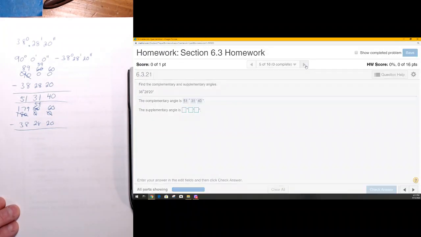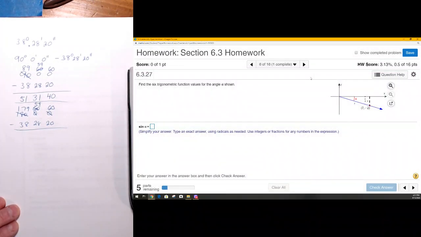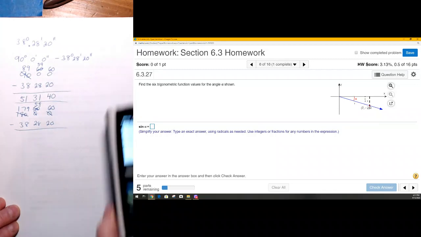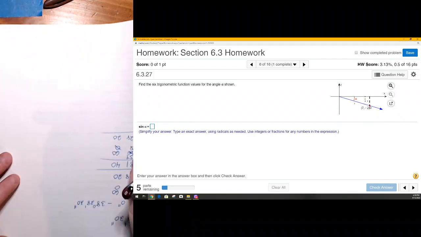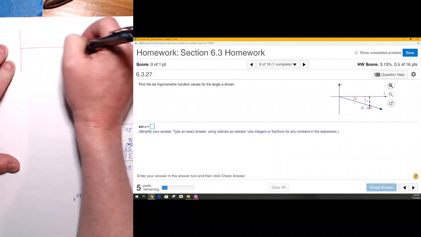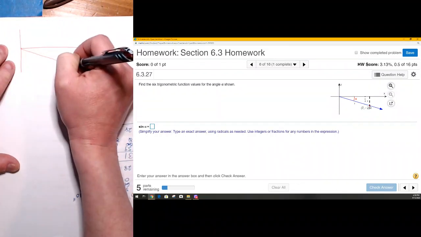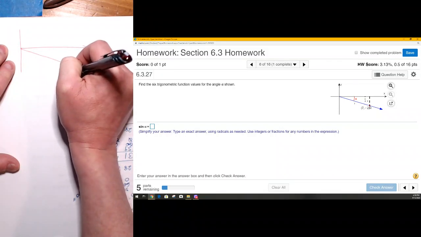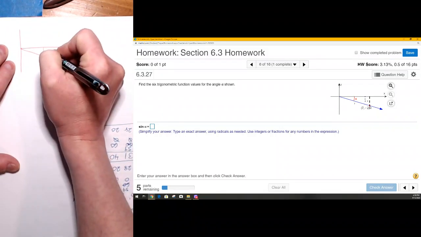All right, let's look at a couple more homework problems. Here we want to find the 6 trig functions that go with this angle alpha. We can see that this angle goes down here. So here we have our points. And if we look at what this looks like as an actual triangle, we've got our y-axis, we've got our x-axis, we've got the point (7, -2), and then we've got alpha here.